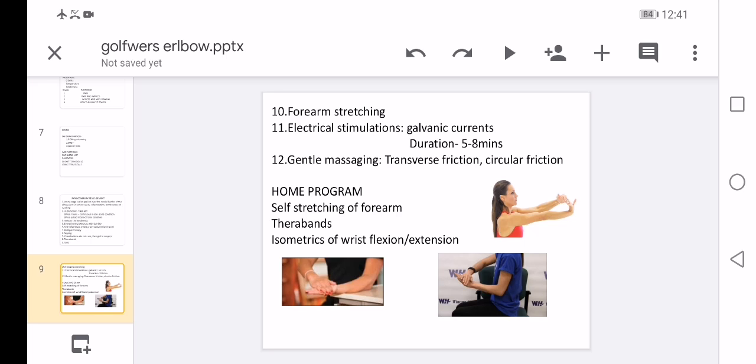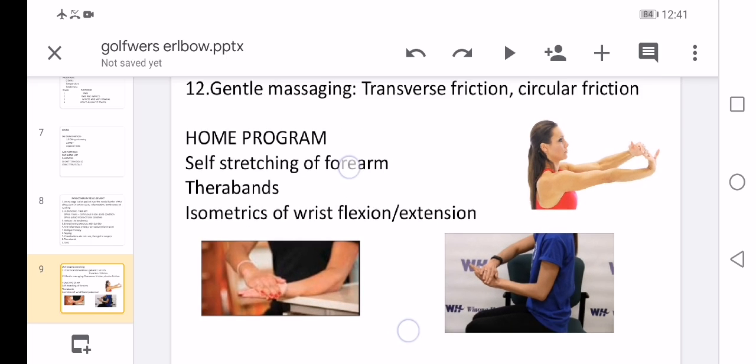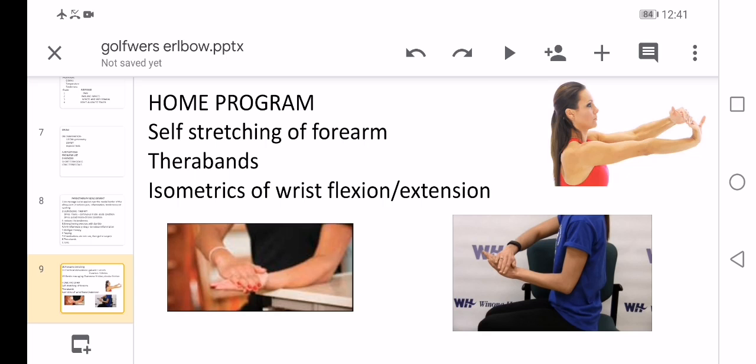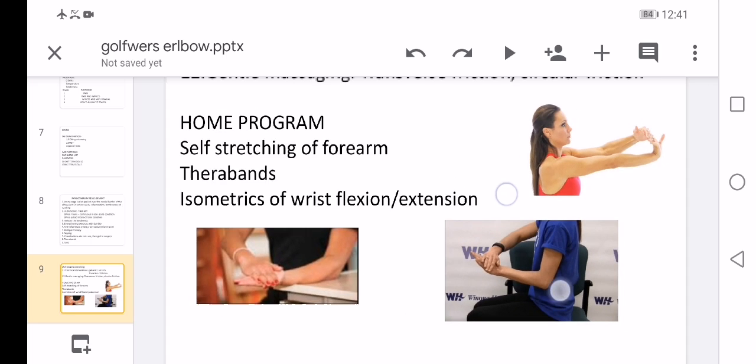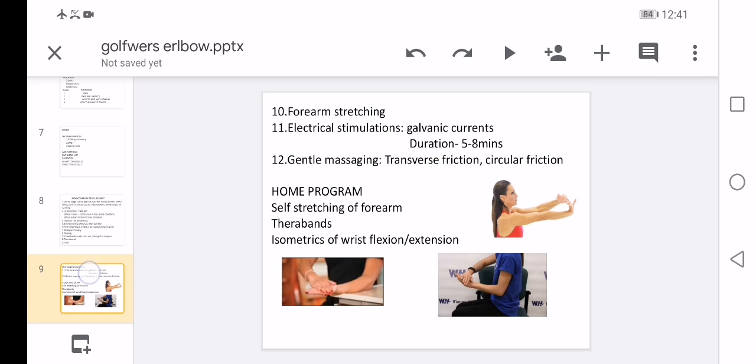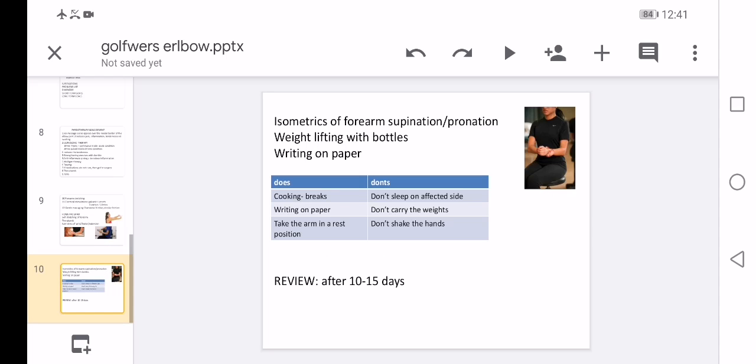We can go for your home program, like you are seeing in the picture, self stretching of your forearm. You can use your TheraBands, and isometric soft wrist flexion, and this is extension. Wrist flexion and extension are your isometrics. Next, isometrics of your forearm, supination and pronation. You can also carry a little weight, like a water bottle, and do writing on paper.